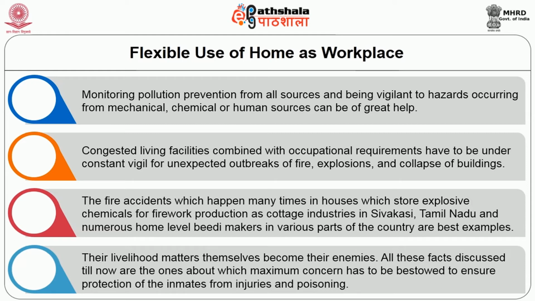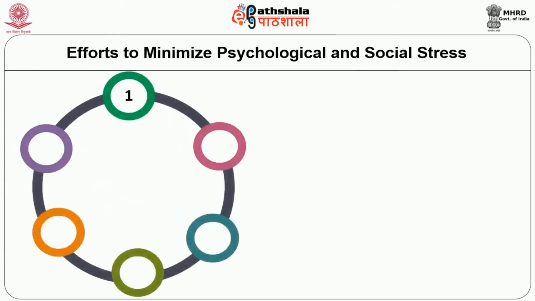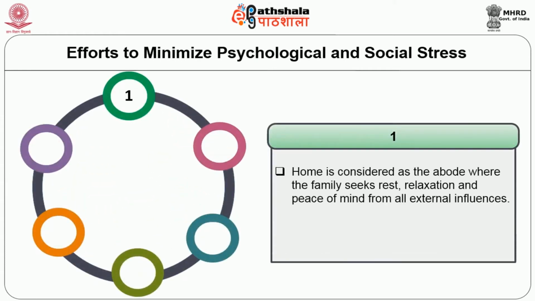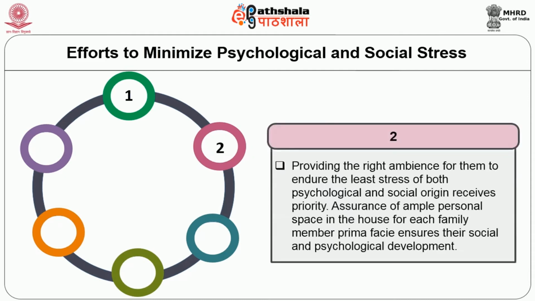Next, we'll see about the third guideline, namely efforts to minimize psychological and social stress as a protective measure. Home is considered as an abode where the family seeks rest, relaxation, and peace of mind from all external influences. Providing the right ambience for them to endure the least stress of both psychological and social origin receives priority.